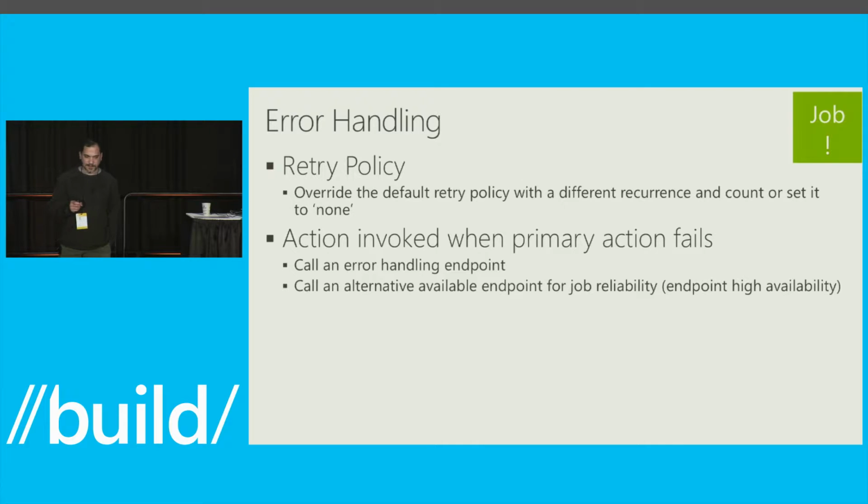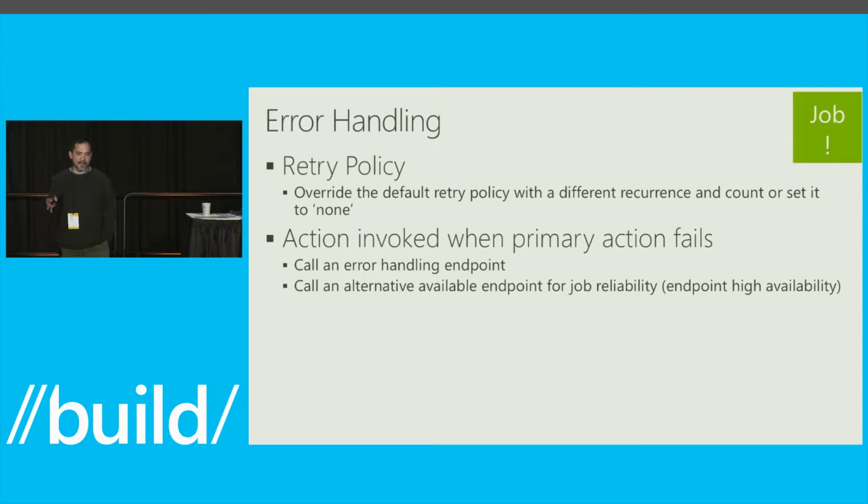Error handling. As I described earlier about job reliability, we've given you error handling capabilities within the scheduler service. So you can define your retry policy. We have a default retry policy built in if you don't specify one, which is try 4 more times every 30 seconds. But if that's not the one you want, you can override that with your own retry policy. The retry policy can indicate the time span between retries and the number of retries that you want, or if you want none, that works as well.